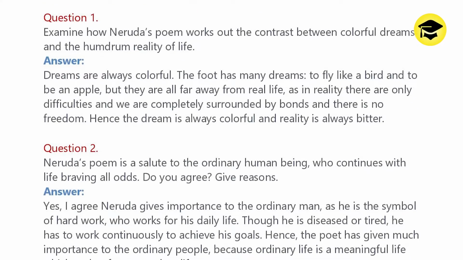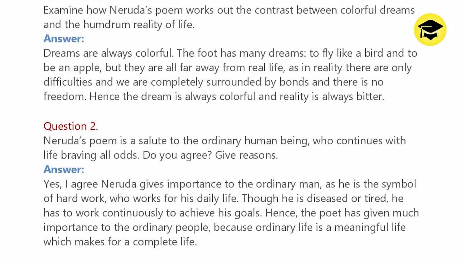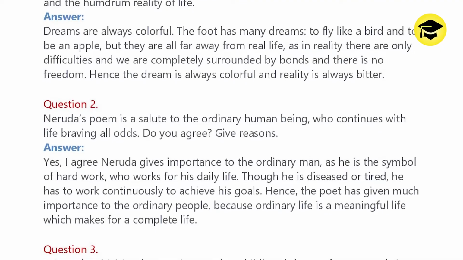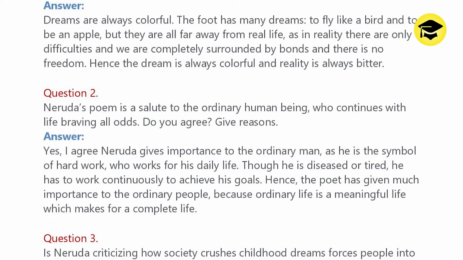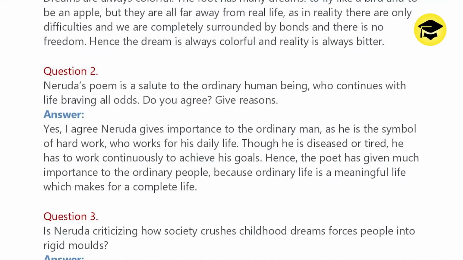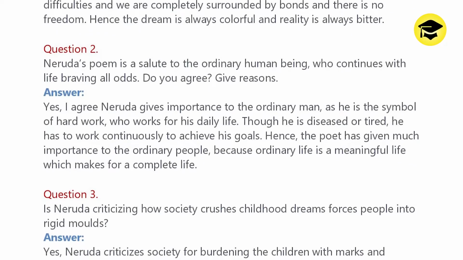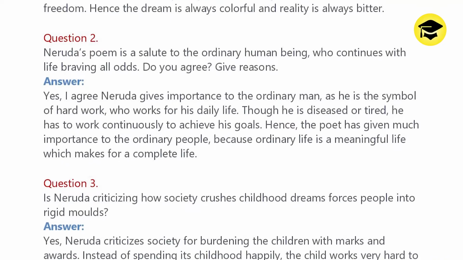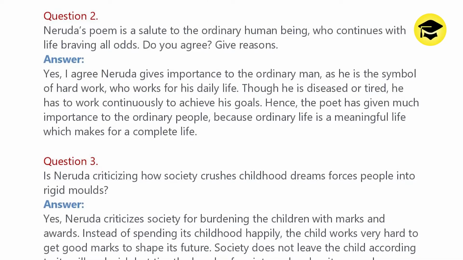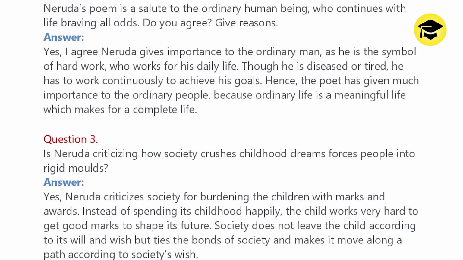Question 2. Neruda's poem is a salute to the ordinary human being, who continues with life braving all odds. Do you agree? Give reasons. Answer. Yes, I agree. Neruda gives importance to the ordinary man, as he is the symbol of hard work, who works for his daily life. Though he is diseased or tired, he has to work continuously to achieve his goals. Hence, the poet has given much importance to the ordinary people, because ordinary life is a meaningful life which makes for a complete life.